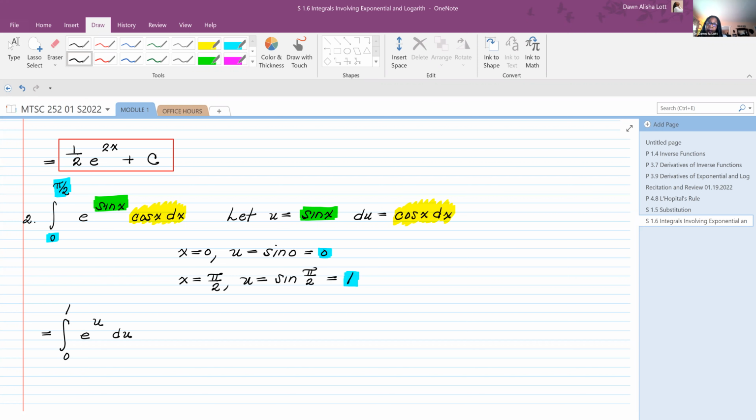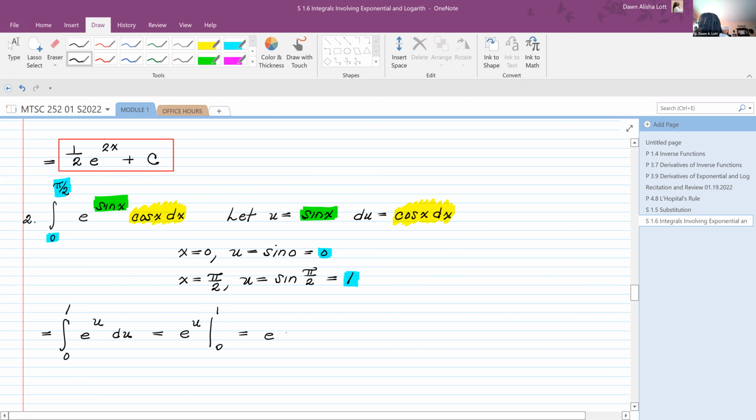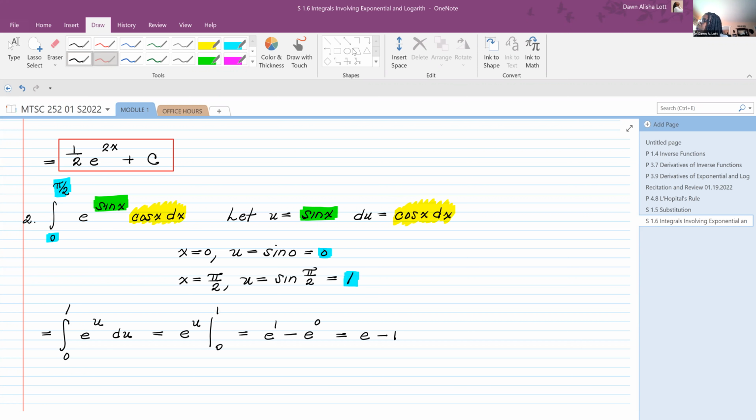I can integrate that. That's just e to the u. I have to evaluate it from 0 to 1. So I get e to the 1 minus e to the 0, which is e minus 1, and I'm done.